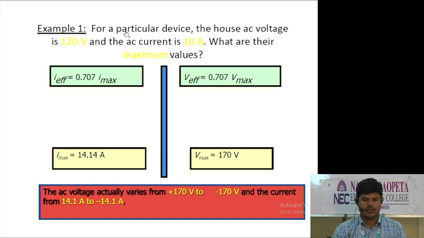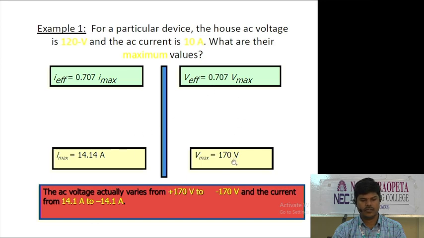See, for example, for a particular value, house AC voltage is 120 volts and AC current is 10 amperes. What are the maximum values? The effective value is nothing but 0.707 times the maximum current. Therefore, the maximum current is the effective current divided by 0.707. Similarly, the effective voltage is also 0.707 times the maximum voltage.